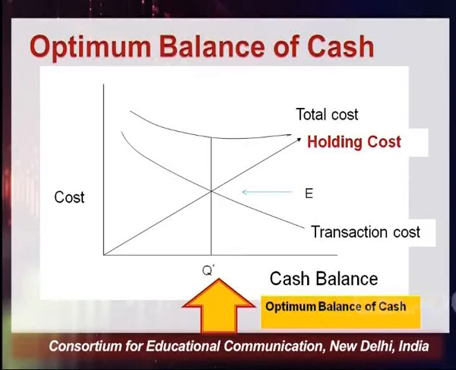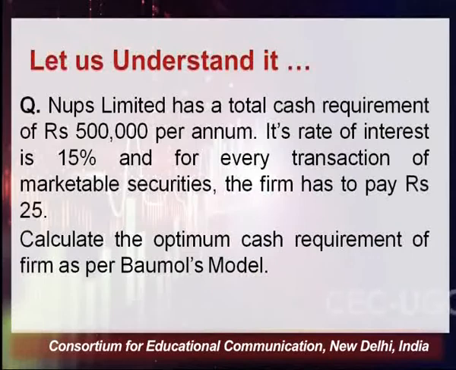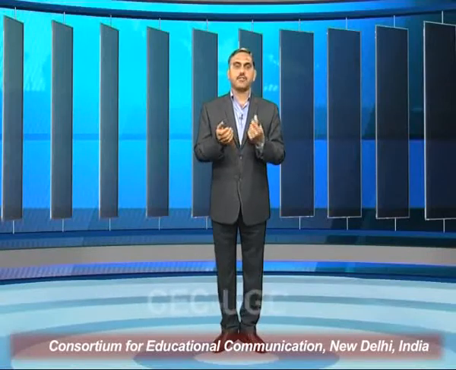Remember, it is suggesting that you have to maintain this optimum balance of cash. It might be possible that your actual requirement is less, but this is going to ensure the minimum total cost for the maintenance of cash, because holding cost and transaction cost both are minimum. Now let's try to understand it numerically, what Baumol wanted to say, with a very small numerical example.